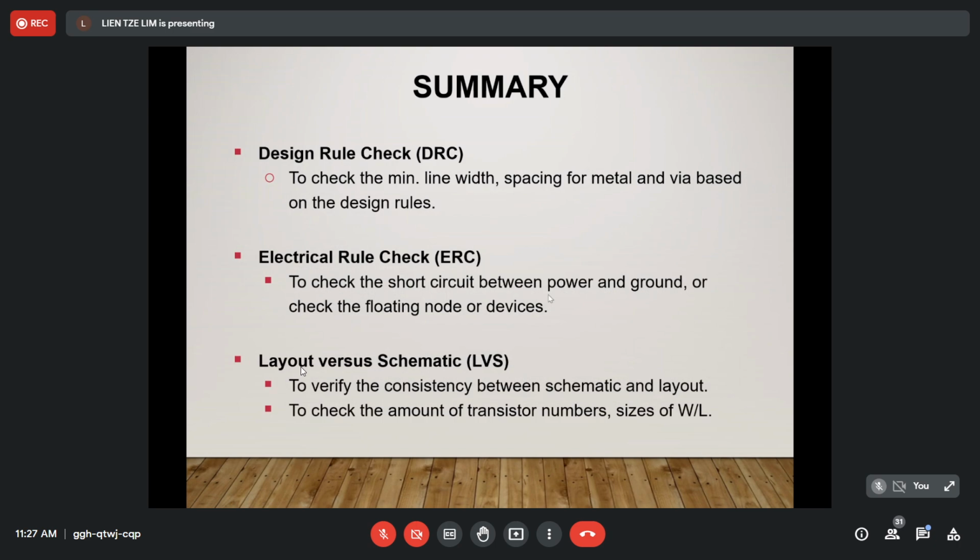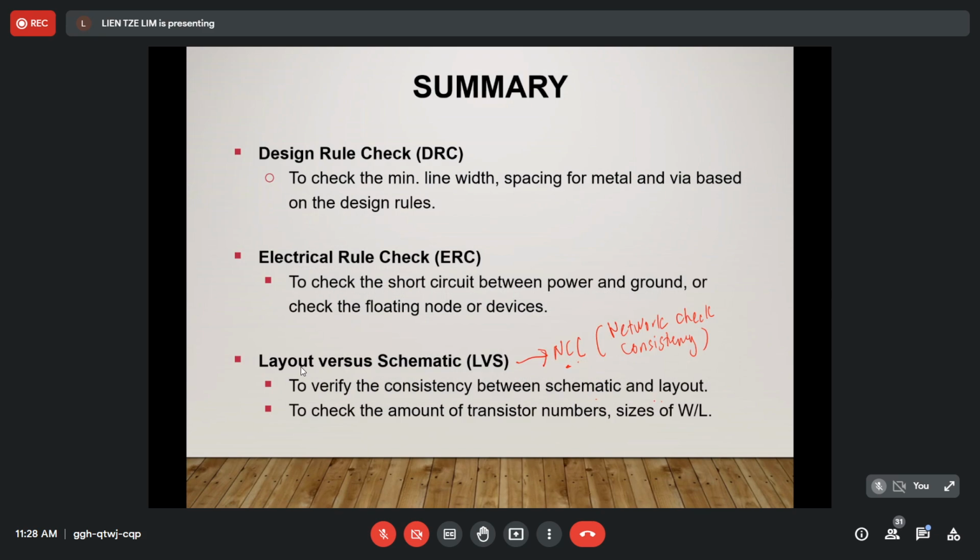This LVS checks the consistency between the schematic and layout. This is quite similar to the NCC, the network consistency check. Whenever you have done a layout design, you need to perform this NCC. If there is any difference between the schematic and layout, NCC will show the error to you. Then you need to identify where the error is, and check what the error is between the schematic and layout design.